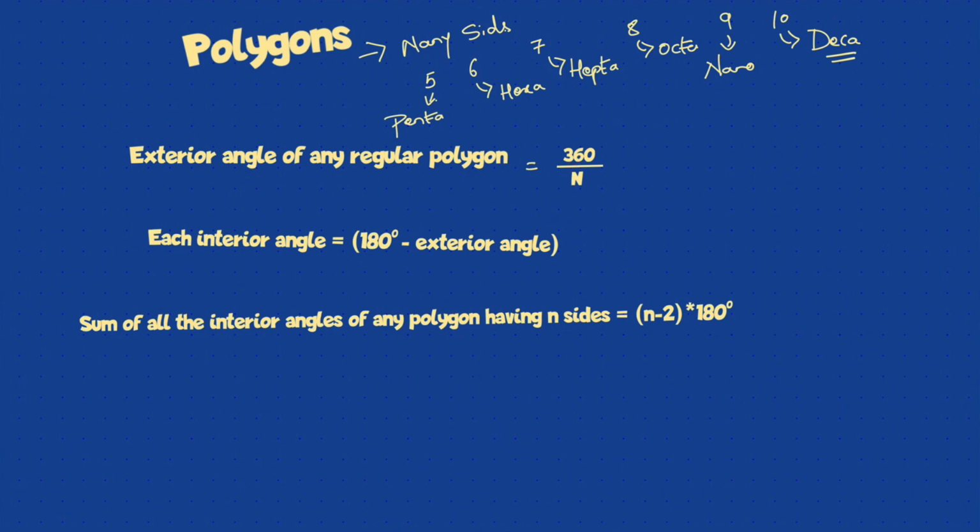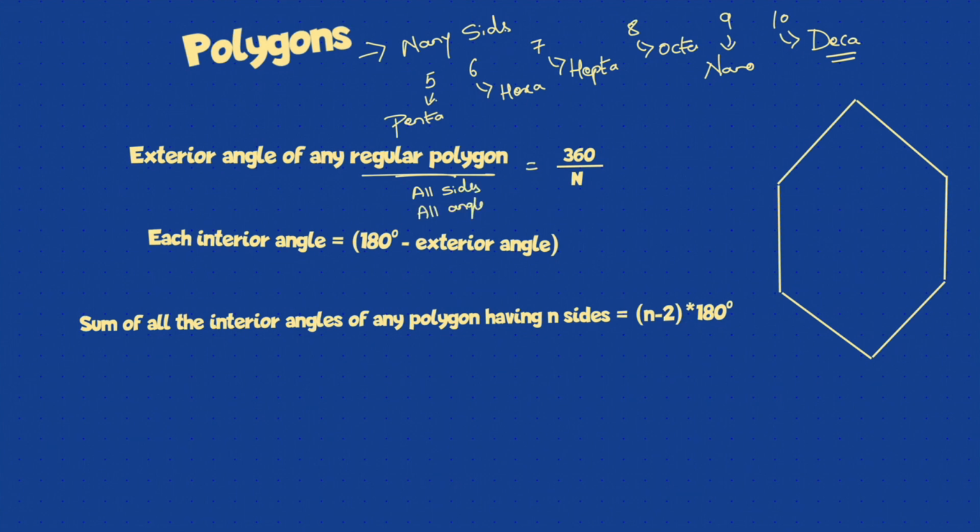We'll only talk about regular polygons here, okay, and we'll take an example to understand this formula. What is a regular polygon? All sides and all angles are equal. So in a regular polygon, all sides and all angles are equal. Remember that. Now to understand this formula, the exterior angle of any regular polygon is given by 360 divided by n, where n is the number of sides.